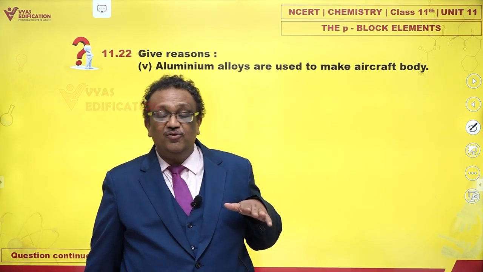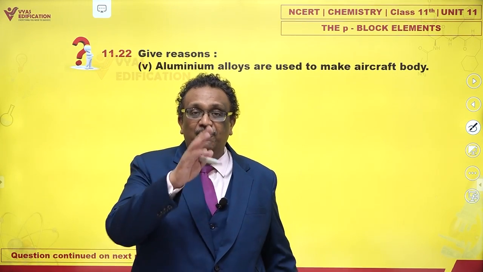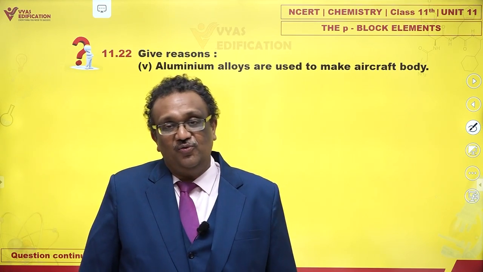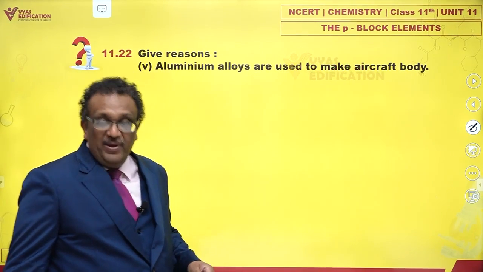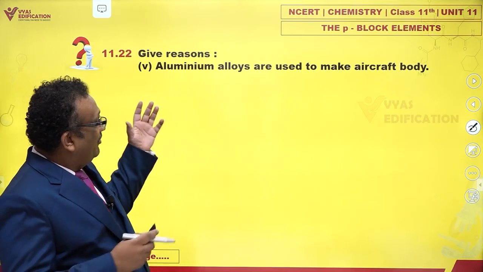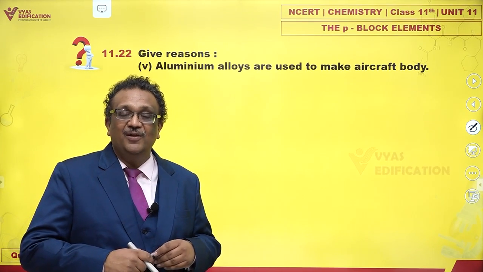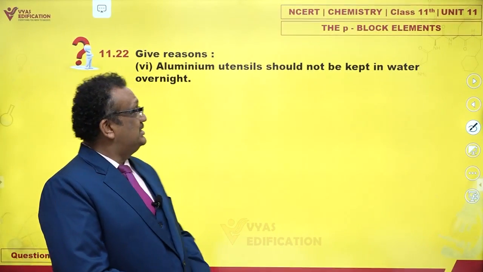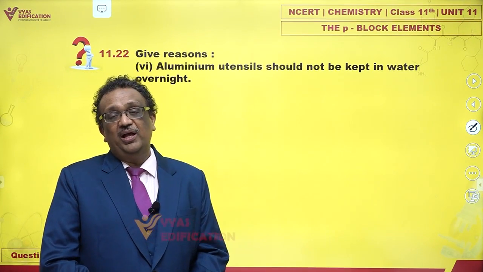And that is why, if you have to fly a plane, a very important component is the weight. The lesser the weight, the easier it is to fly. And aluminium makes sure that the weight of the aircraft's body is much lesser, and that is why it is a very preferred material.